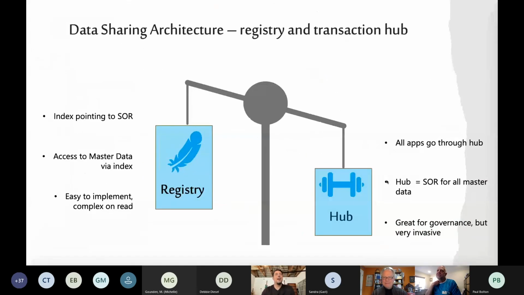Anyway, okay, so there are different ways. I'm going to talk about three data sharing architectures today. The truth is there are more than these, but it's more of a spectrum. On the one end of the spectrum, you get a registry sharing architecture. It really means that your MDM system is basically an index into all the other systems of record for the master data. You go to the index, but the index will send you to the actual system of record to get the data there.